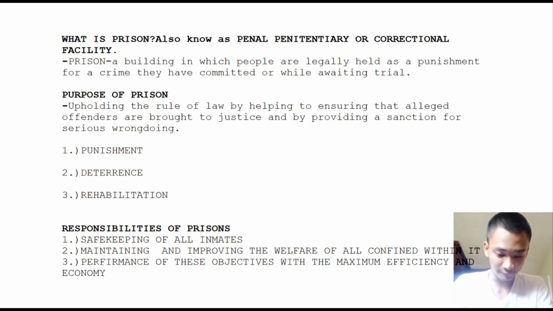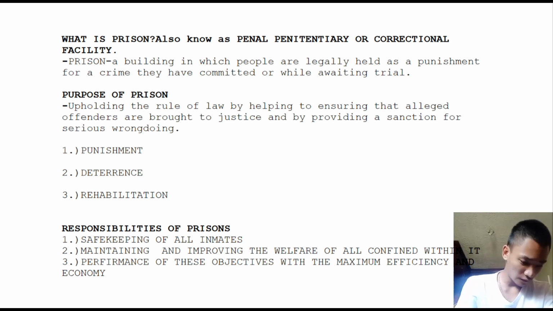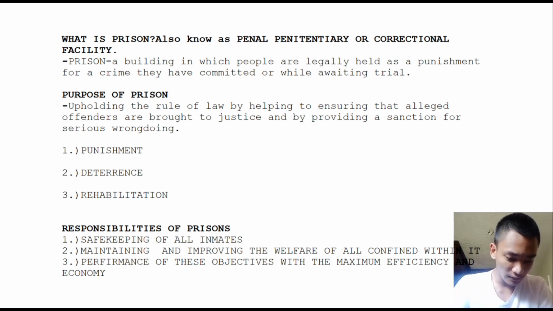Okay? Prison is an important and integral part of criminal justice system in every country. Used appropriately, it plays a crucial role in upholding the rules of a law by helping o pagtulong sa pagtiyak ng mga pinaghihinalaang nagkasala ay dadalhin sa hustisya at pamamagitan ng pagbibigay ng parusa sa malubhang maling gawain.